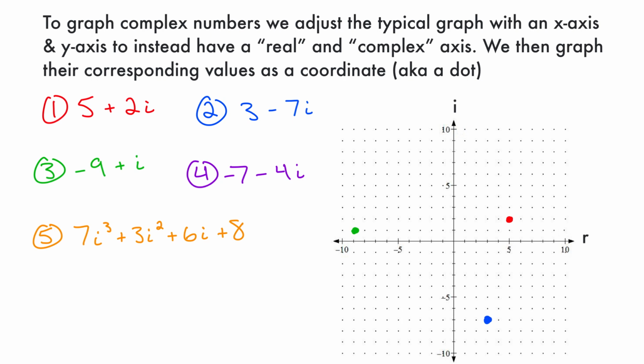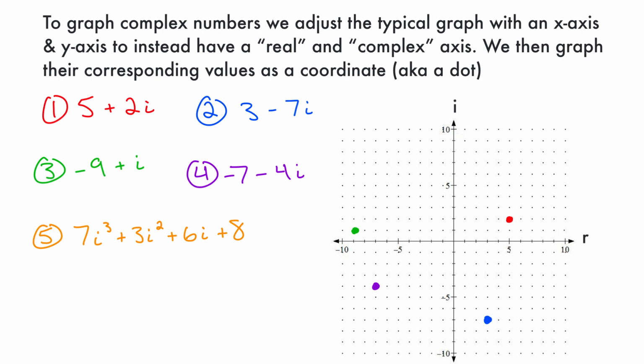And then finally, problem number 4. The real component is negative 7, so we're going to go left 7. The complex component is negative 4i, so we're going to go down 1, 2, 3, 4. And this is the coordinate for problem number 4.